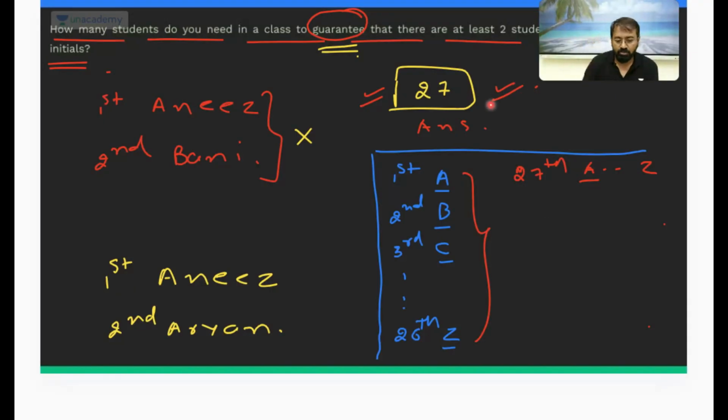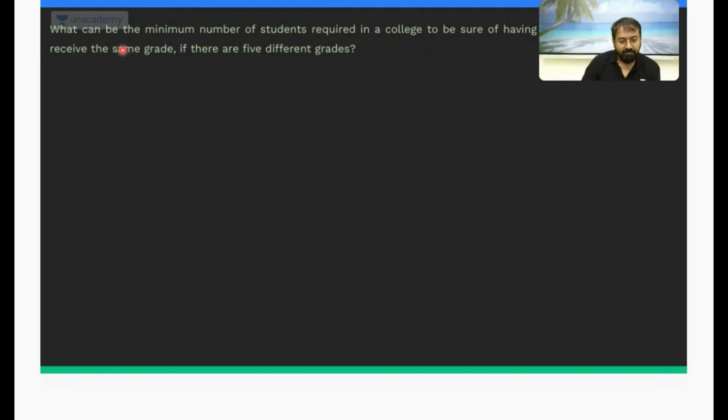Okay, let's take one more scenario, everyone. Chalo, think about this. What can be the minimum number of students required in a college to be sure of having at least 6 students who receive the same grade if there are 5 different grades? If there are 5 different grades, in order to be sure of having, sure matlab we once again need guarantee.